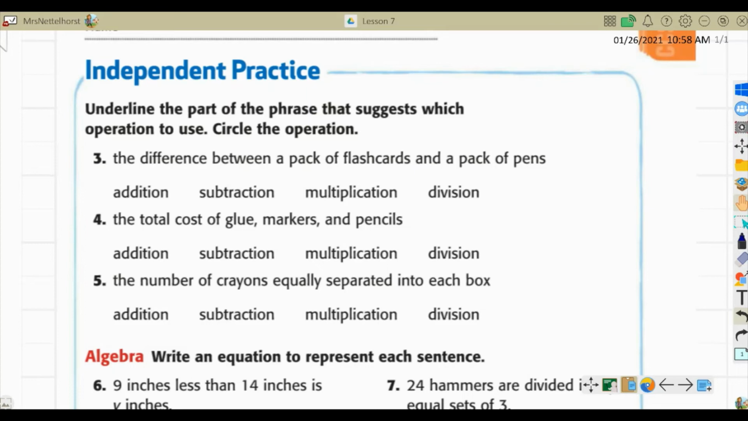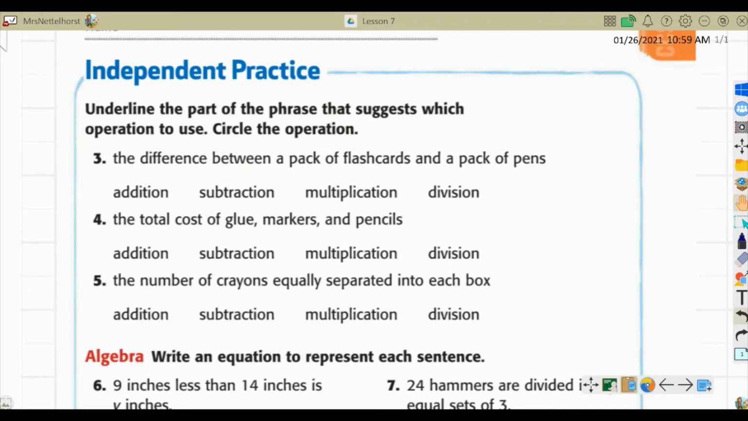So you're going to underline the part of the phrase that suggests which operation to use. Circle the operation. So you have 2 things you need to do on this. You're going to underline the part of the phrase that suggests which operation to use. You're going to look for those keywords, and then you're going to circle the operation.